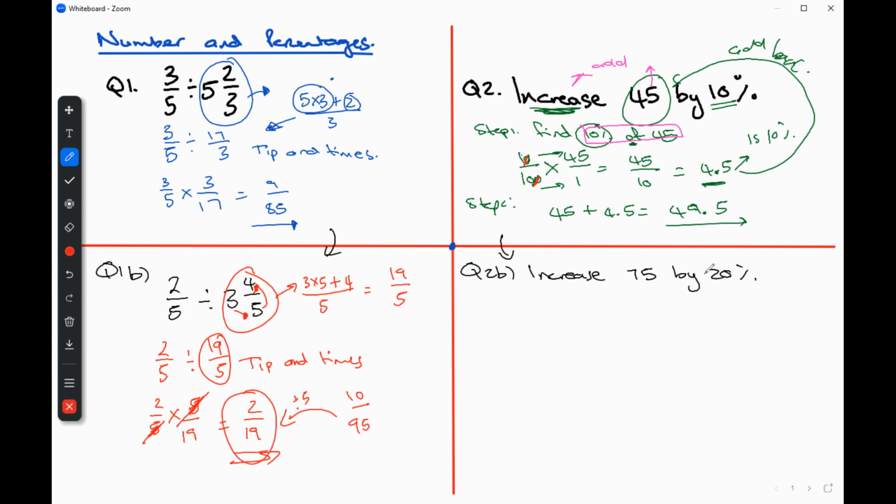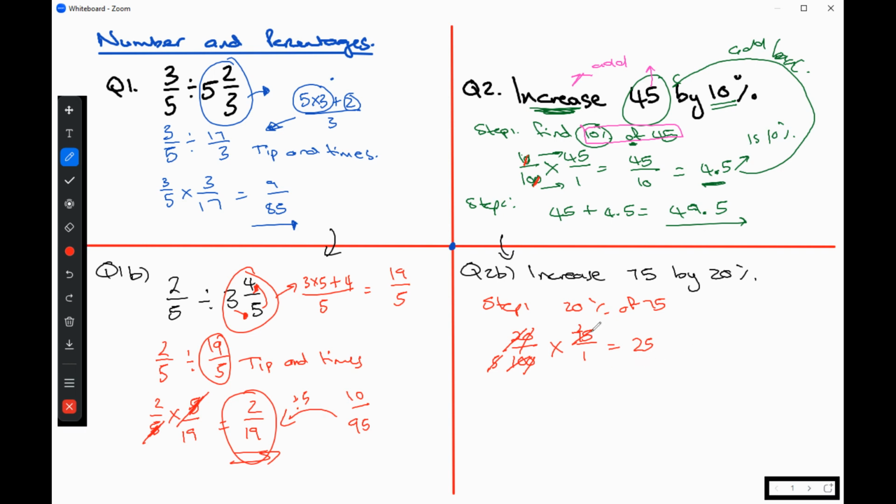The next one, increase 75 by 20%. Remember, step 1, take 20% of 75. So that's 20 over 100 times 75 over 1. Canceling out the zeros, I can even go 2 divides into 10. 2 divides into 10 5 times. And then 5 divides into 75. 5 times what will give you 75? 5 goes into 7 2 times. The remainder 2. 5 goes into 25 5 times. So the answer here will be 25.